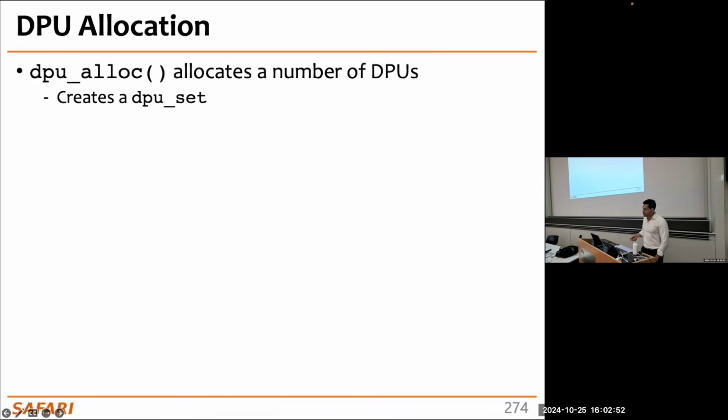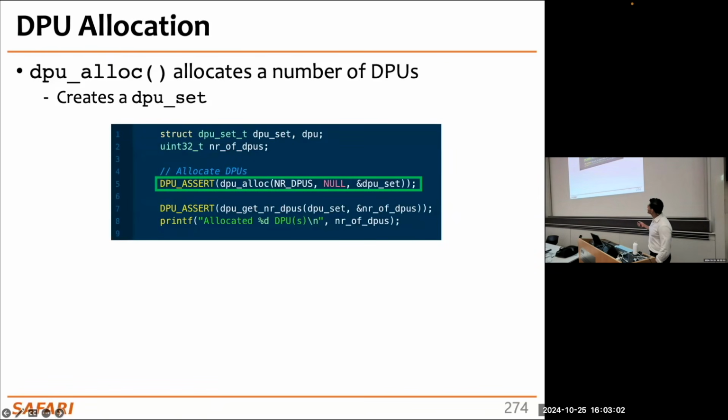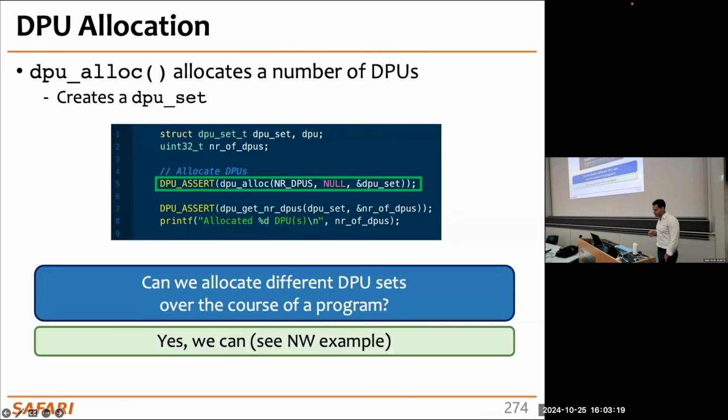So the first one is the DPU alloc. This allocates some given number of DPUs that you want and creates this DPU set that you can operate on. So this is the syntax here. This is just for a search to see if something fails. But basically, you alloc the number of DPUs that you want, and this gives you a DPU set, which is what you're going to use later on to allocate the data.